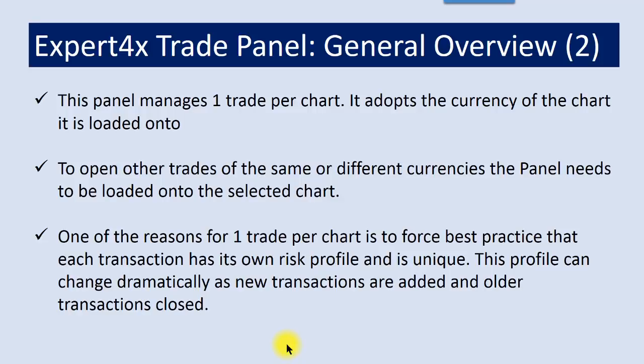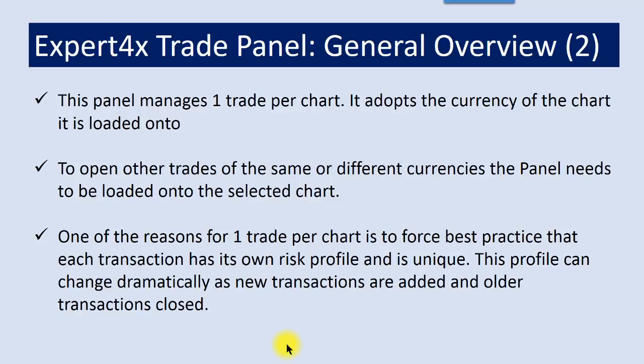The panel manages one trade per chart and it adopts the currency of that chart. The time frame is immaterial. To open other trades, you simply add the panel to a chart of that particular currency that you want to trade. Now, one of the reasons for the one trade per chart basis is to force best practice in that every transaction has its own profile and is unique.